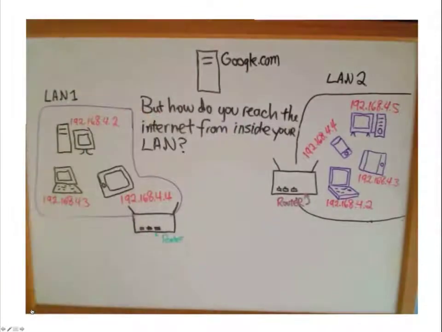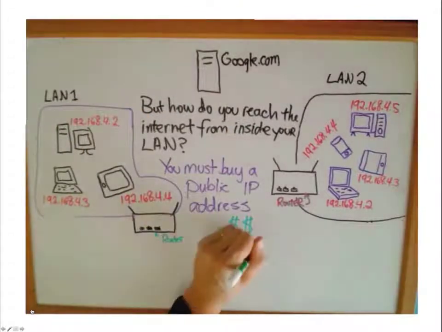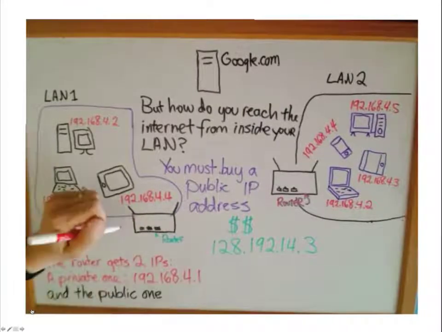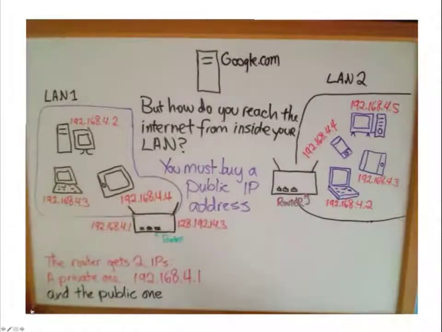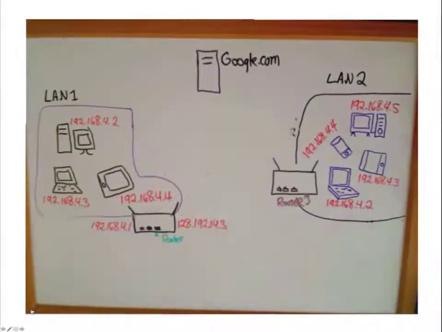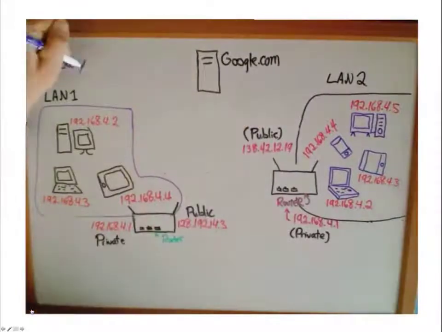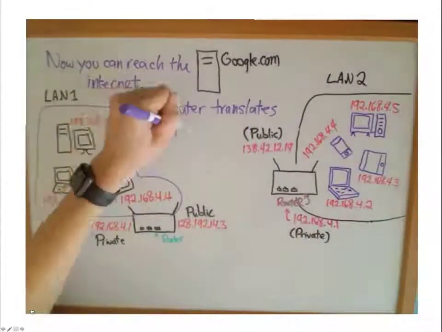But how do you reach the big old internet from inside your LAN? You must buy a public IP address. The router then gets two IP addresses, a private one that it uses for talking to your LAN and a public one that it uses for connecting to the internet. Now you can reach the internet.